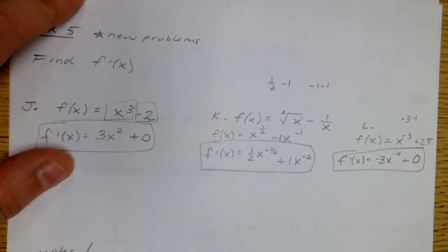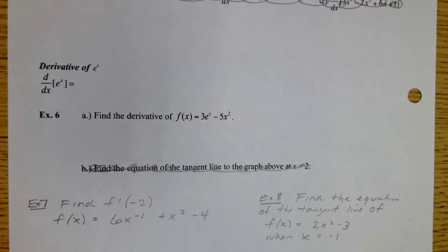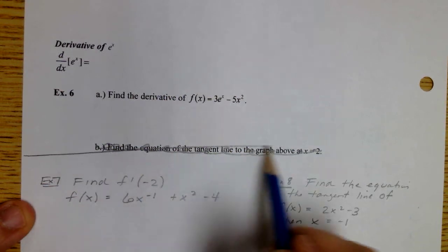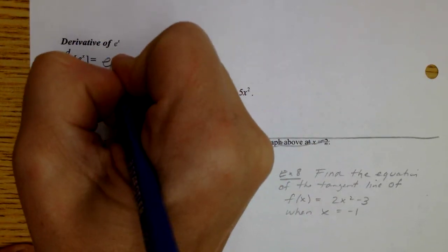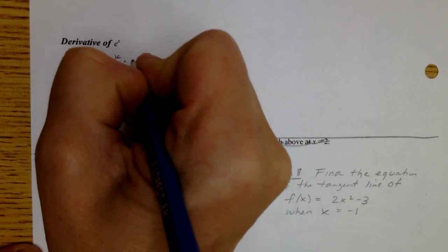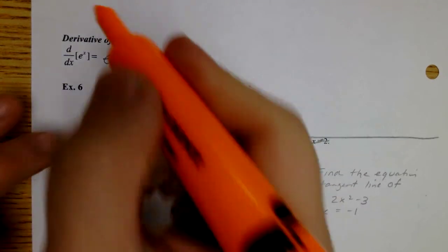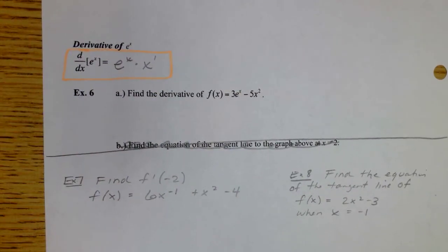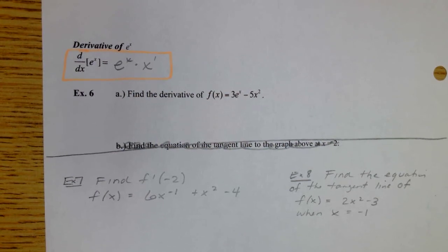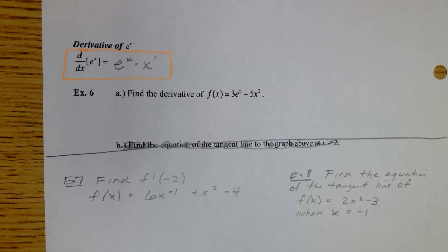All right, so from here, we're going to go back to the notes. I'm going to draw a line right here. And I want to talk about this derivative. The derivative of e to the x. If you are given a problem that has e to the x in it, its derivative is e to the x times x prime, which means the derivative of x.